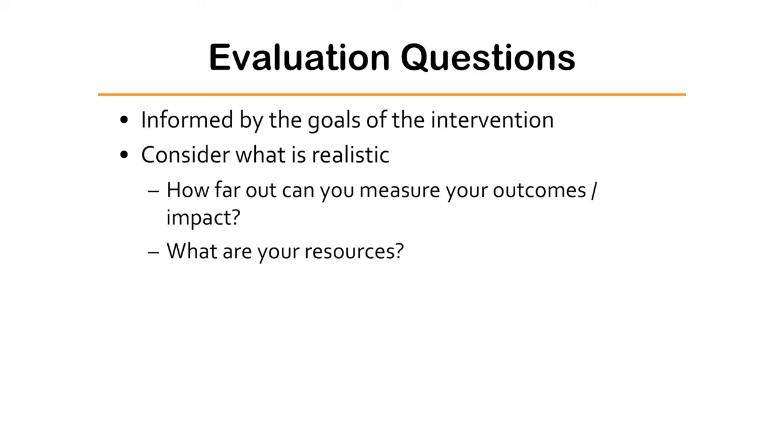So when you're planning an evaluation, one thing you generally do early on is establish your overarching evaluation questions. These should be informed by the goals of the intervention, and they're the key questions that you're going to be trying to answer through your evaluation. You also need to think about what's realistic when you're figuring these questions out. So how far out can you measure your outcomes or impact? Can you focus on a long-term outcome like decreased risk of heart disease, or do you really need to focus on the short-term and intermediate outcomes? And in public health, that's often where we focus, because it would take years for us to measure the long-term impact.